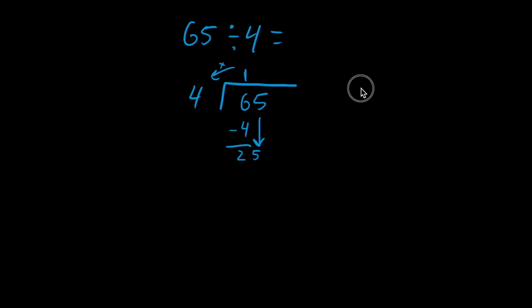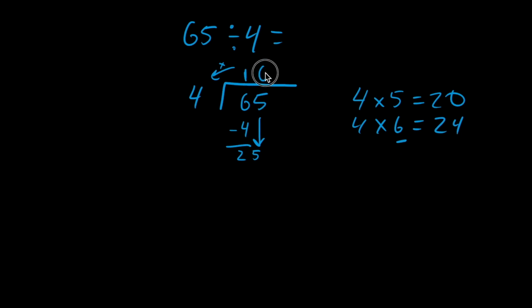And how many times can you fit 4 into 25? We know 4 times 5 is 20, and we know it's going to be 4 times 6 equals 24. So we'll write 6 right above here. So 6 times 4 is 24, and that leaves you with 1. 25 minus 24 is 1. Now, can you fit 4 into 1? No, you can't. So you can leave the answer as 16 and then remainder 1.